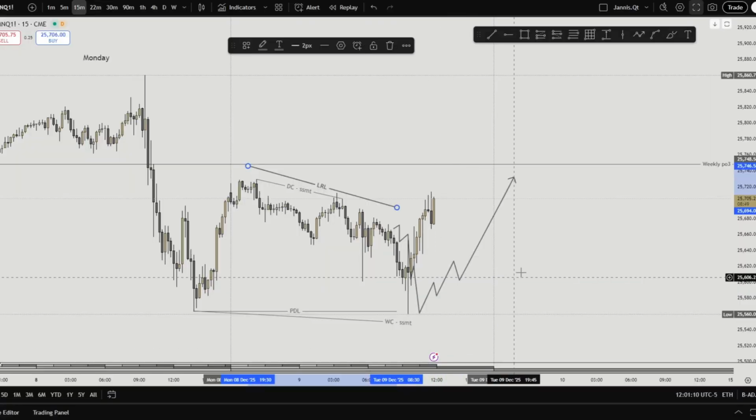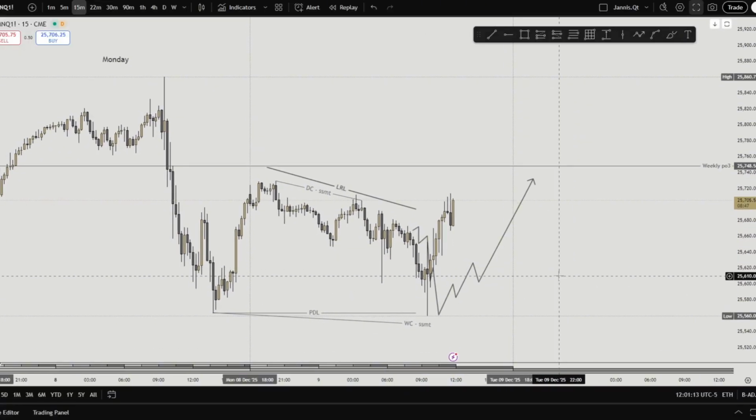I know this video was short, but I just wanted to keep it simple and show you how easy it is to see price if you look at it from an ICT and QT perspective. So I hope you have a great day, and see you guys.